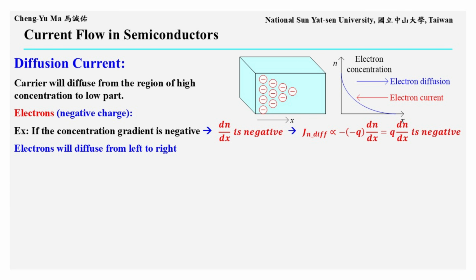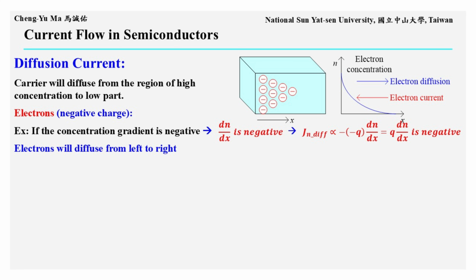Next, let us look at electron diffusion current. Similarly, as shown in the figure, assume that the electron concentration is high on the left and low on the right. This means the concentration gradient is negative. Electrons diffuse from the high concentration region on the left to the low concentration region on the right. However, current direction is the direction of positive charge motion, which is opposite to the direction of negative charge motion. Therefore, the current caused by electrons diffusing to the right points to the left.